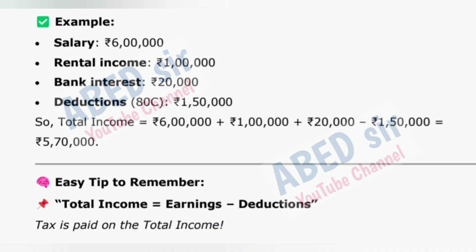Example: salary 6 lakhs rupees, rental income 1 lakh rupees, bank interest 20,000 rupees, deductions 80C 1,50,000 rupees. So, total income is equal to 6 lakhs rupees plus 1 lakh rupees plus 20,000 rupees minus 1,50,000 rupees, which is equal to 5,70,000 rupees. Easy tip to remember: total income is equal to earnings minus deductions. Tax is paid on the total income.